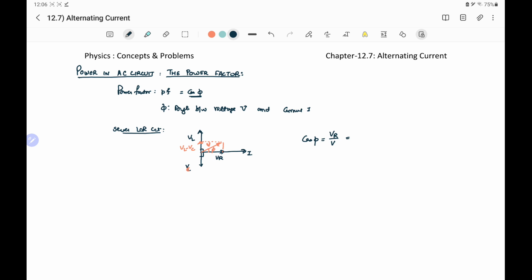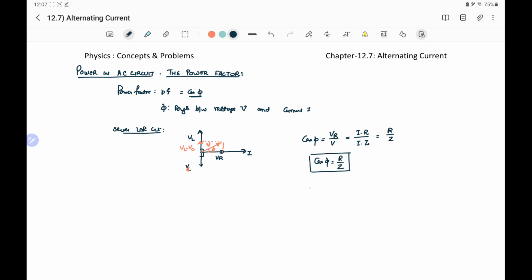and that is equal to, because the current in the circuit is I and the circuit being a series circuit, the current will be the same in inductor, capacitor and resistor, so we can write this as I into R by I into, because it is the net voltage applied, this voltage will be equal to I into the impedance of the circuit, so we can write it as R by Z. Hence cos phi, that is the power factor, is finally R by Z. It is a ratio of the resistance and the impedance.